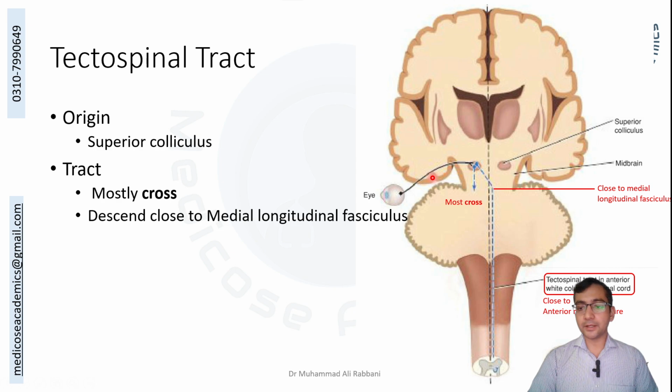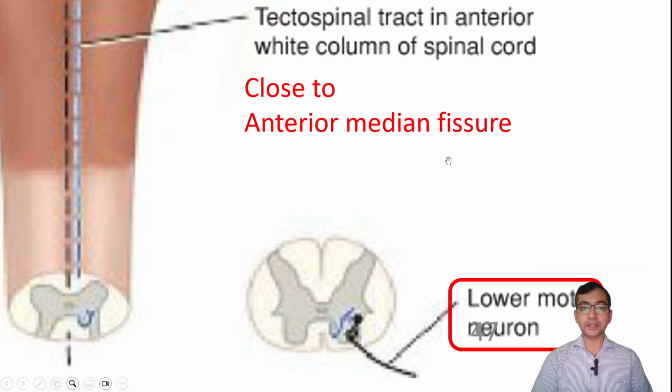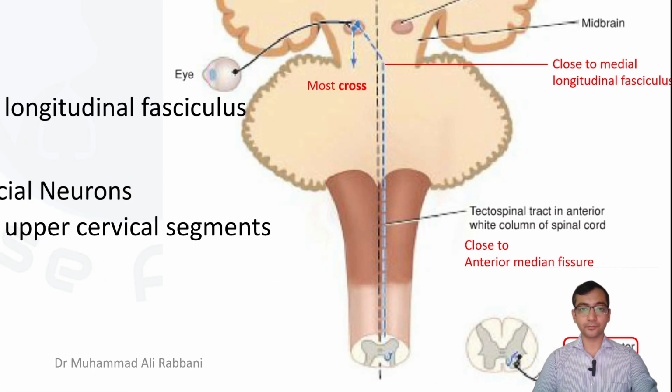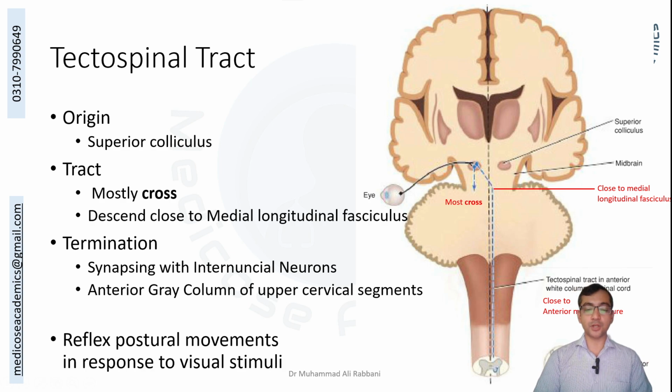Okay, and it moves down, the tectospinal tract. It moves anteriorly, near the anterior median fissure. It comes down and terminates again in the internuncial neurons, and through the internuncial neurons, it is going to have its influence on the alpha motor neurons. This is responsible for the reflex postural movements in response to visual stimuli. You saw a light flash on your side, you immediately turned your neck towards that side.